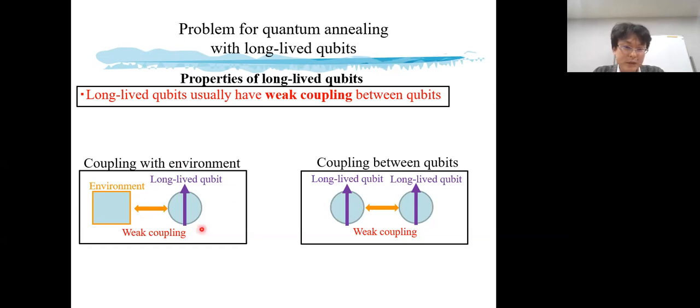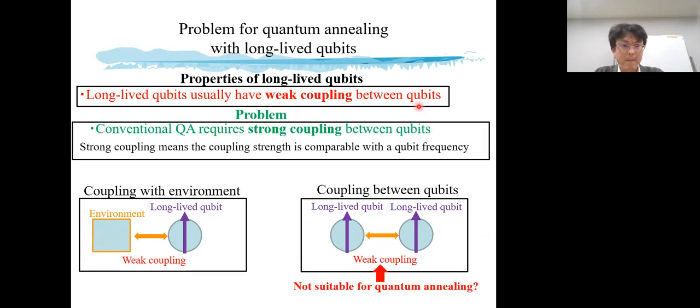So a long-lived qubit should have weak coupling with the environment. So this is the definition of the long-lived qubit. But usually, if a qubit has a weak coupling to the environment, it also means that qubit-qubit coupling becomes weak as well. So as the general tendency, long-lived qubits usually have very weak coupling between qubits. On the other hand, as I will explain later, conventional quantum annealing requires very, very strong coupling between qubits.